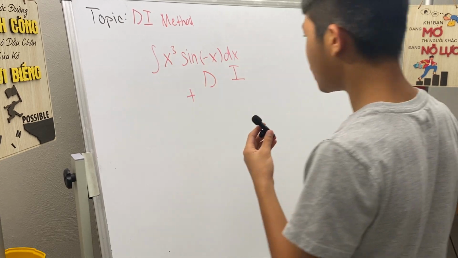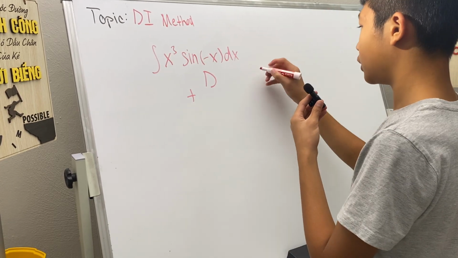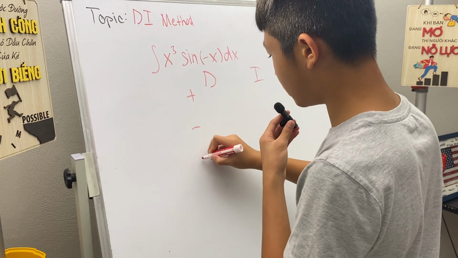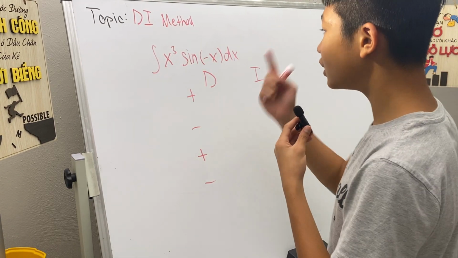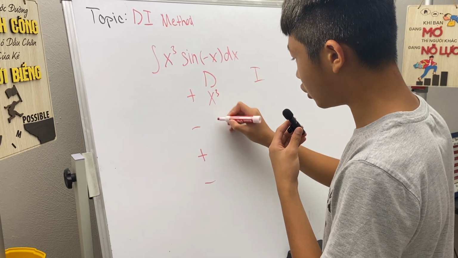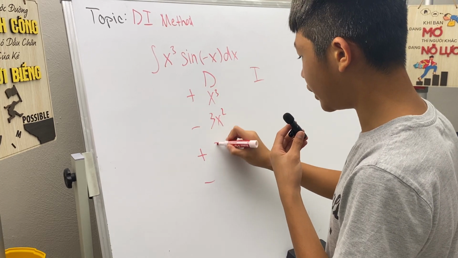x cubed sine of negative x. Sure. Let's use the DI method. Plus or minus. Let's start bigger because it's farther, so we can just use some space. Let's set it up. Let's differentiate x cubed, as you know, because it's gonna reach 0.